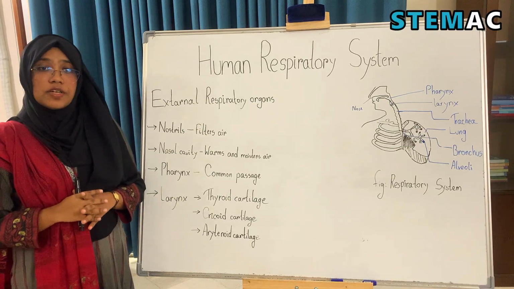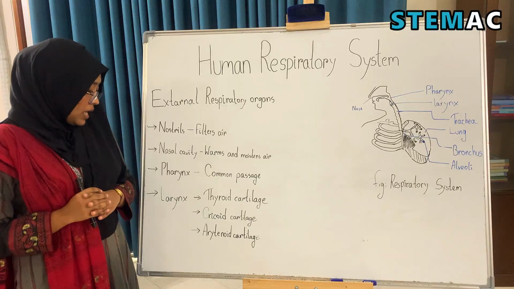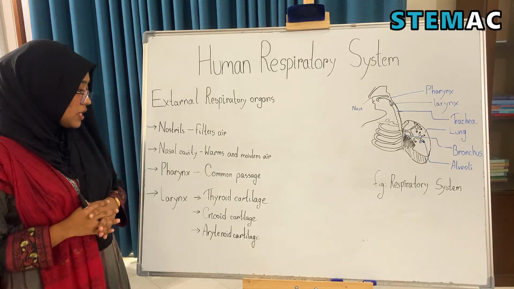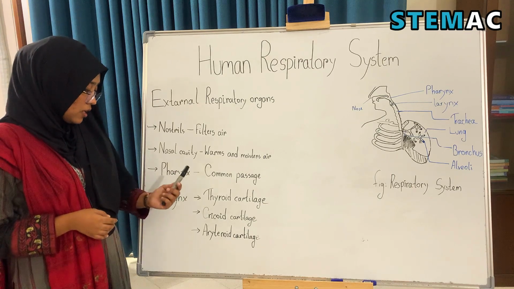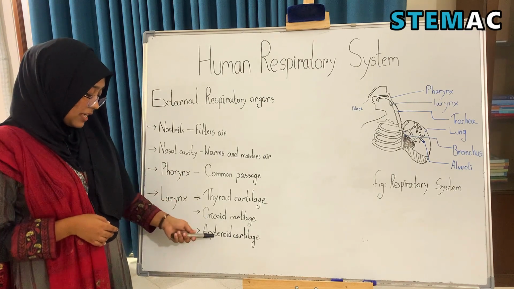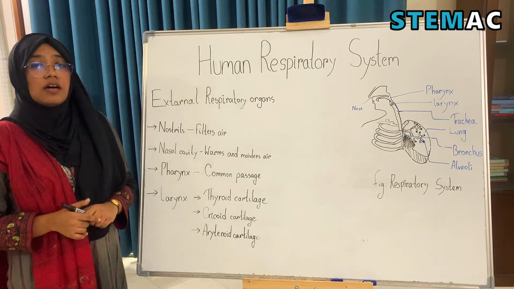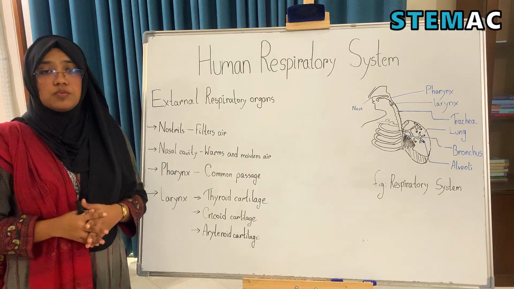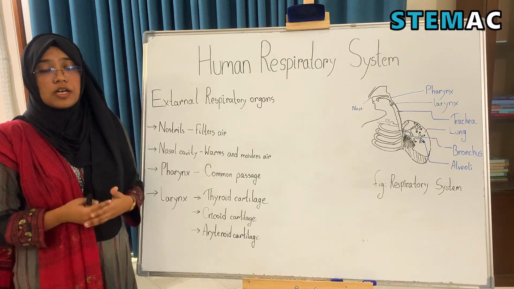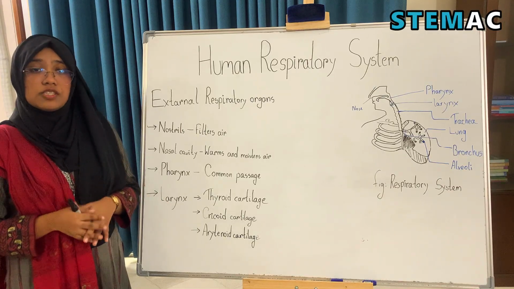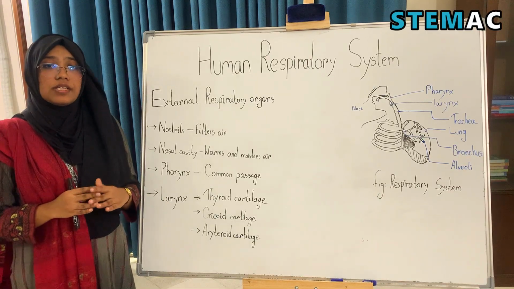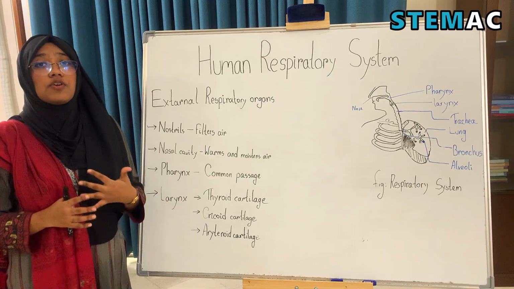In the case of the nasopharynx, only air passes through. And then there is the larynx, which is made up of three types of cartilage: the thyroid cartilage, the cricoid cartilage and the arytenoid cartilage. In the larynx, the vocal cord is also seen, which is responsible for your voice. And then it has the epiglottis, which is a flap-like structure that prevents food from entering your lungs.